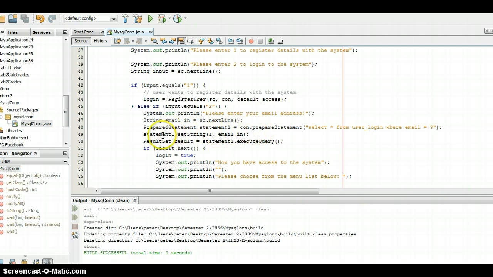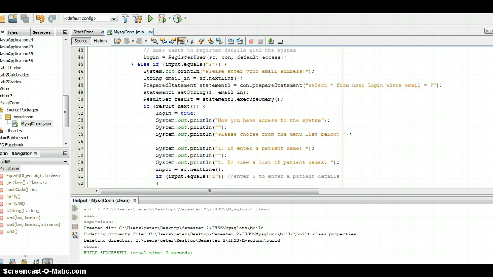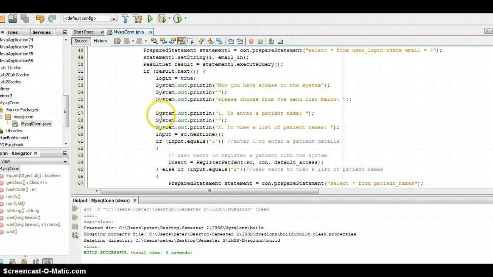Enter the email, and then the result would come back with a statement. Now, if the statement is true, we're saying you have access to the system and your access level. It would say please choose from the menu list below. Now, you'll be asked to enter the patient's name. If it's number 2, after the second one, we ask for a list of patient names.